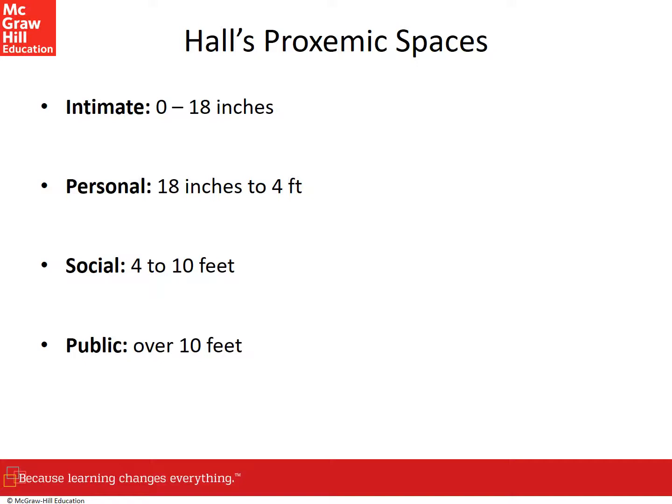The intimate zone, in which a person can stand between 0 to 18 inches from you, that's considered intimate. Personal space, usually reserved for friends or intimate space too, 18 inches to 4 feet. Social space, 4 feet to 10 feet. And public space is over 10 feet. So think about some of the people in your life that you allow into your intimate space, your social space.